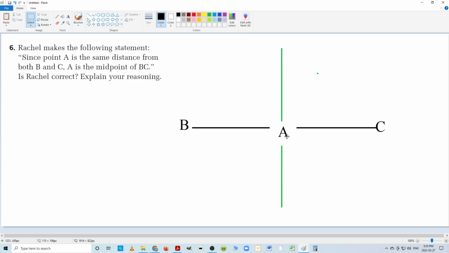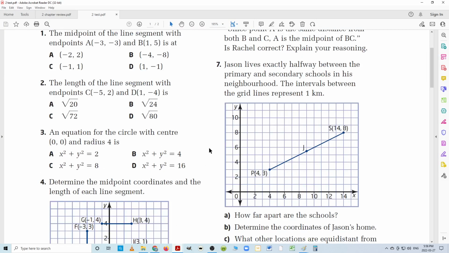And remember this, because it's useful for figuring out puzzles. No matter where I drop A on this green line, it's going to be the same distance from B or C, because that's what the bisector does. It produces a triangle that's always going to be the same distance, no matter where I put it. So that's the answer to that, and it's also going to help you in the next questions.